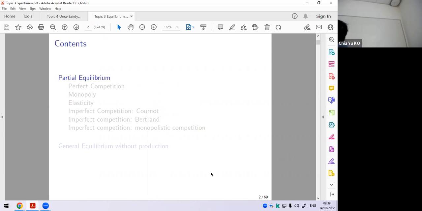I'm not going to go into detail, but I think this slide is sufficient for the purpose of the review. So the partial equilibrium that we learned has different types of models, right? There's perfect competition, there's monopoly, Cournot, Bertrand, and monopolistic competition. And perfect competition is exactly this demand and supply framework. Probably everybody would have learned it in the principles class.